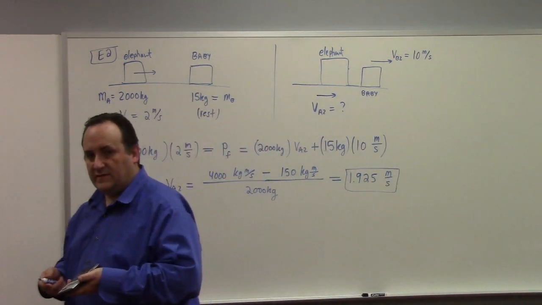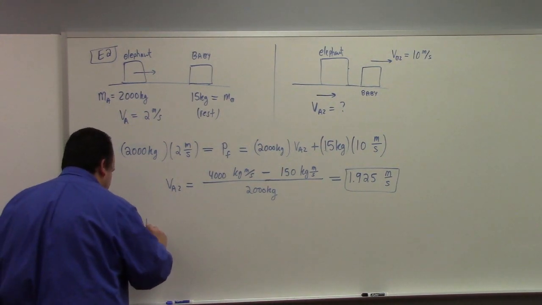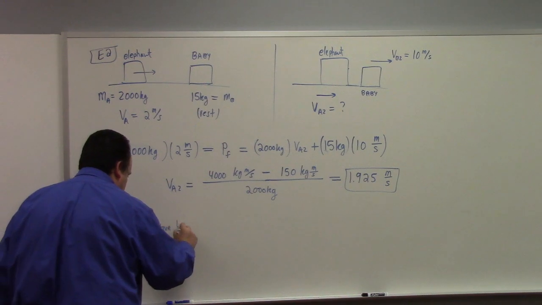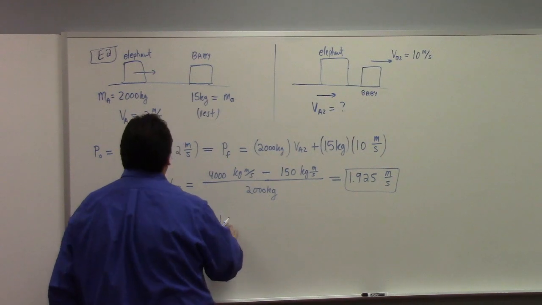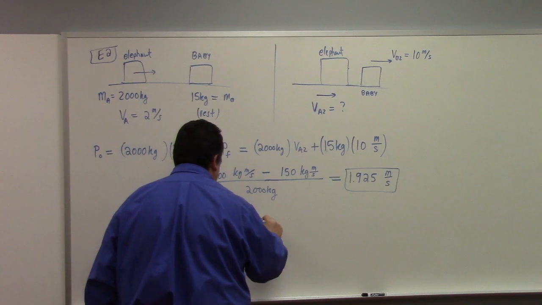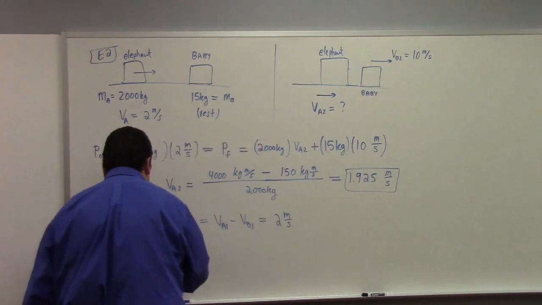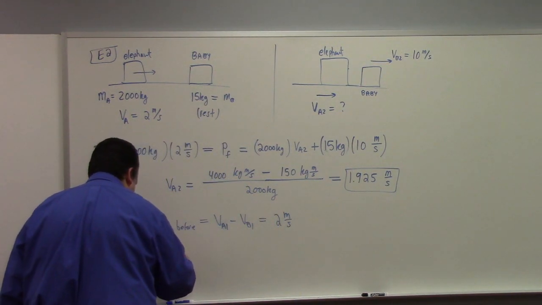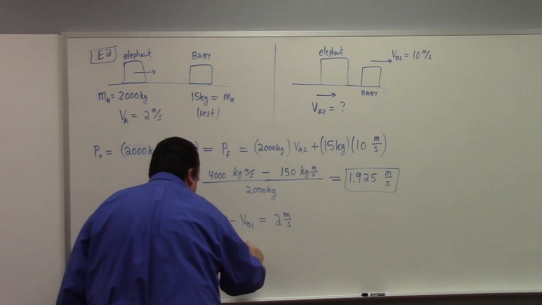Question, is this an elastic collision? The answer is no. This is not an elastic collision. The relative velocity before, you could say the velocity of the elephant minus the baby, VA1 minus VB1, that was 10 meters per second minus 2 meters per second, right? What's the relative velocity afterwards? So what's VA2 minus VB2? What's that equal to?